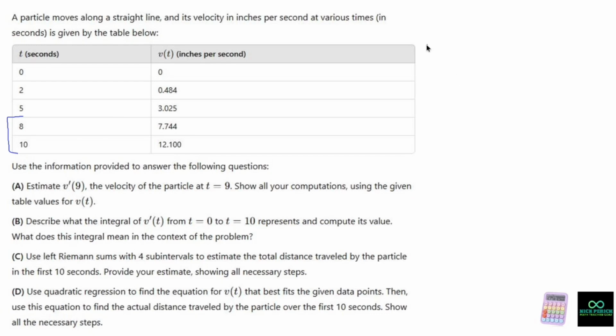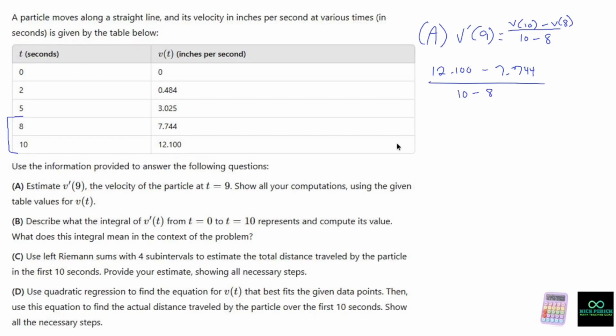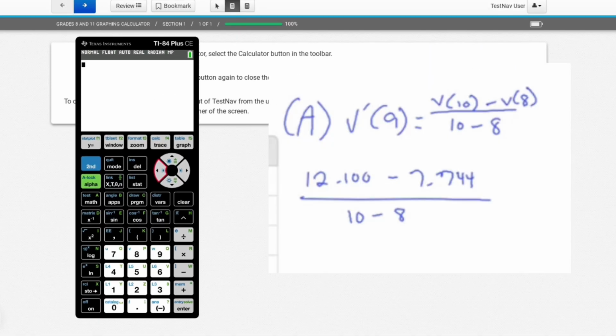So for part A, V prime of 9 is going to be the slope formula connecting 8 and 10. So we'll do V of 10 minus V of 8 over 10 minus 8. We'll run to our calculator and find out what V of 10 is: 12.100, minus V of 8, which is 7.744, over 10 minus 8. We'll just throw all of that into a calculator and see what happens. All right, let's plug stuff in.